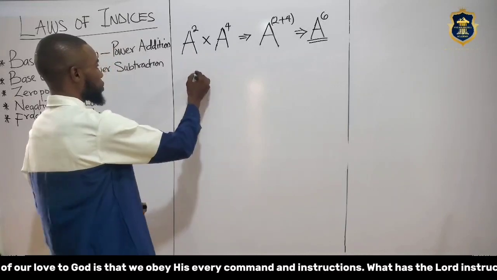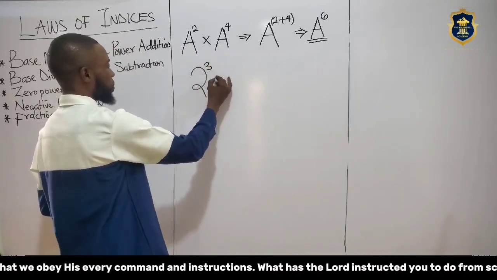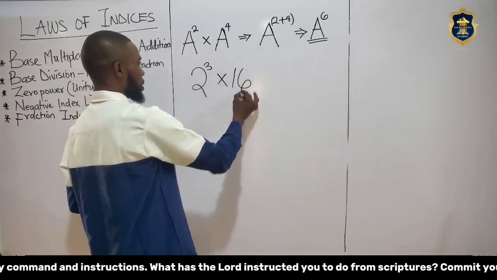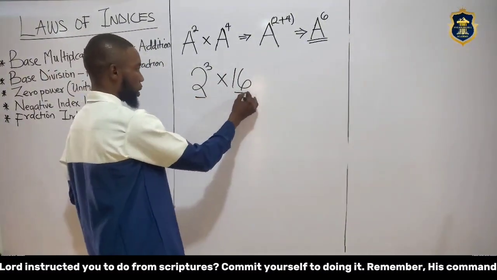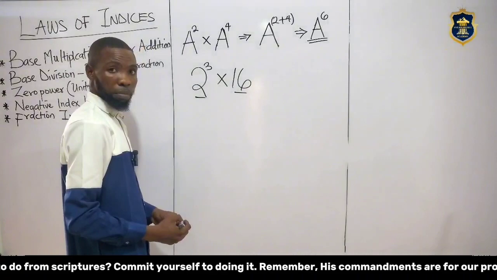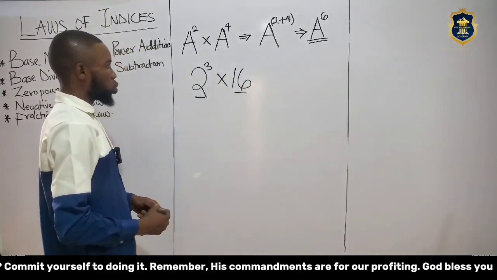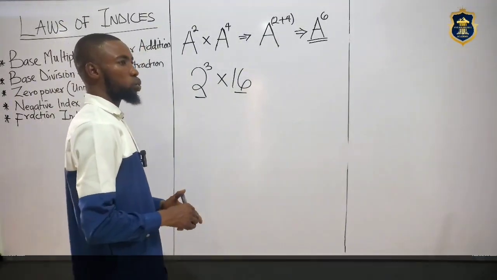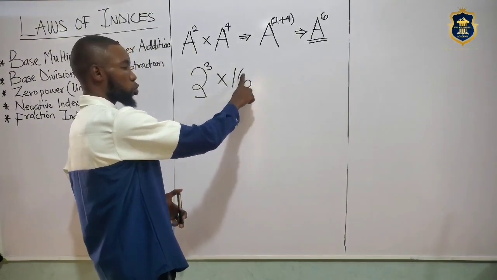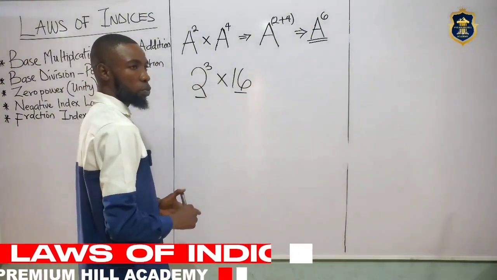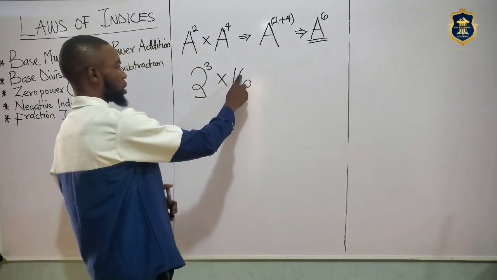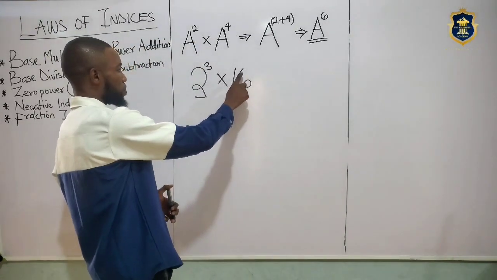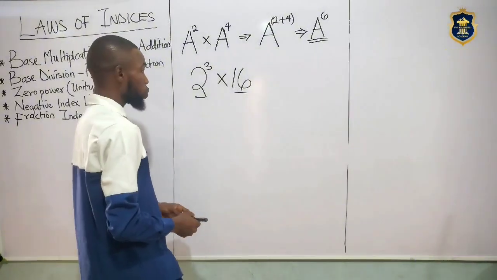For instance, we have 2 raised to the power of 3 times 16. What do we do with this? Look at this base and look at this base. Are they the same? No, they are not the same bases. So what do we do? We look for a way to make this bigger base smaller to this one. First things first, the method here is to look for a way to reduce this 16 so that the base will be equal to 2. And how do we do that?